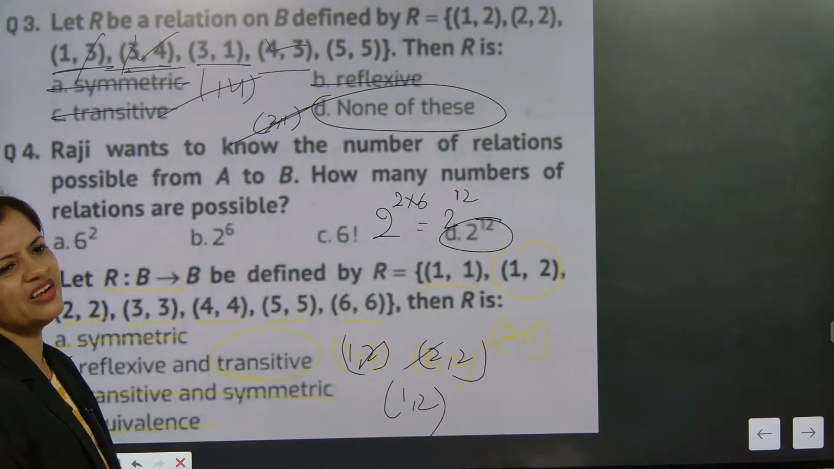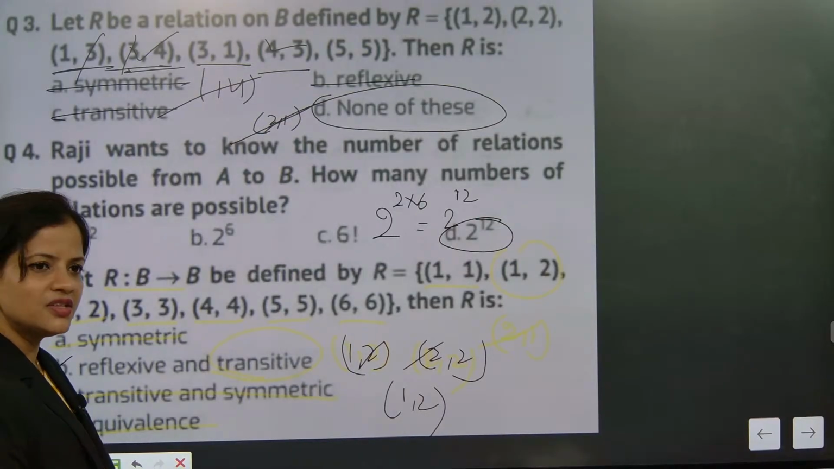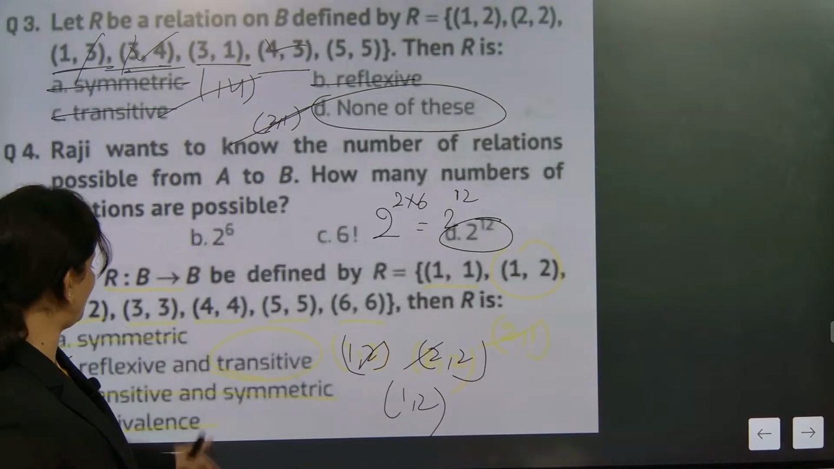You are not putting interest in studying here. If you like this, you will do it; the board exam is of very little time now.